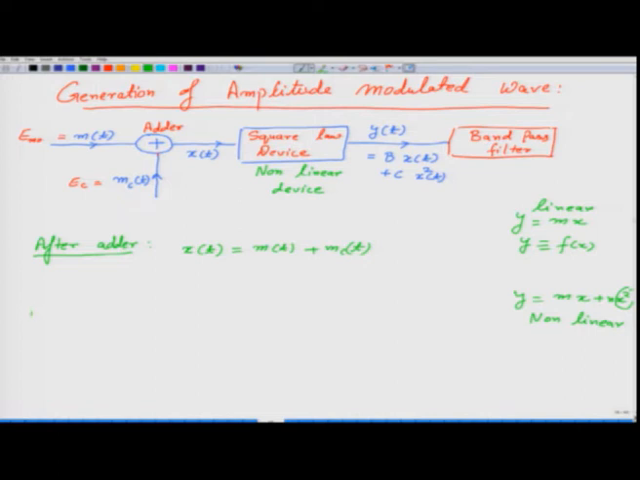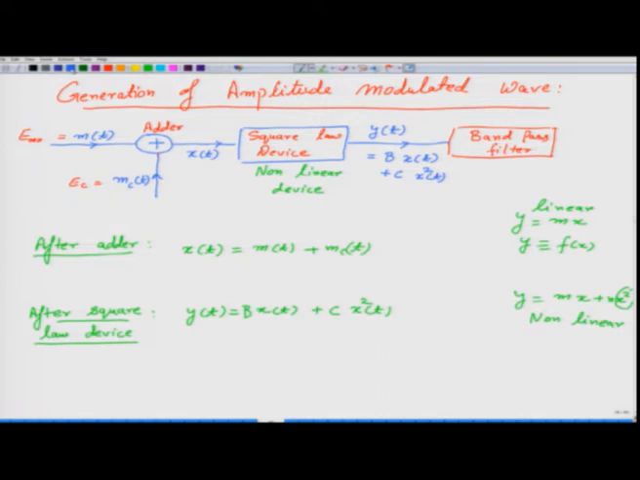Now, the second block is the square law device. After the square law device, the output will be y(t) equal to b x(t) plus c x(t) squared.